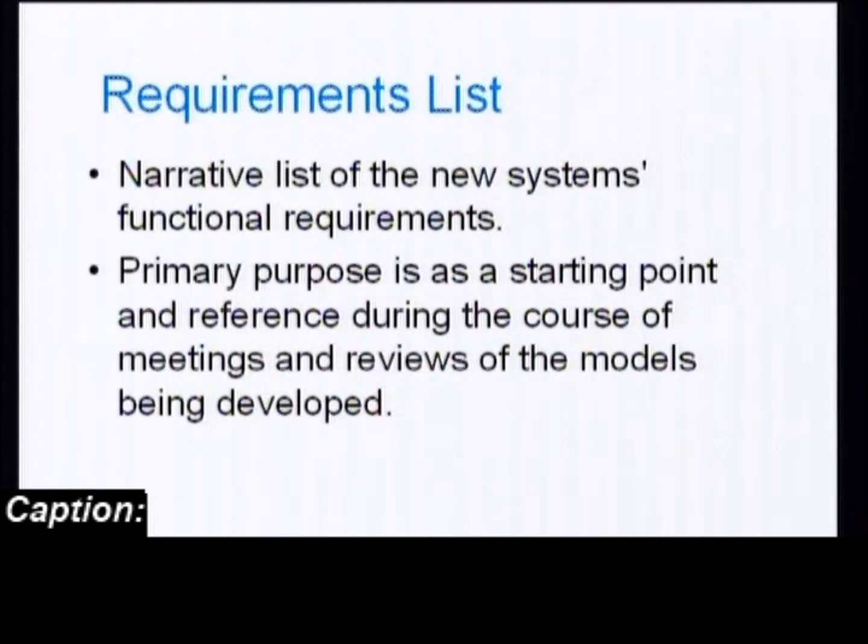The last thing I want to talk about before we move beyond the environmental model isn't strictly speaking a part of the requirements model at all, but rather a bit of a throwback to requirements definition without structured methods, but substantially repurposed. And that is that the requirements list is used as a narrative list of the new system's functional requirements. Primarily, its purpose is as a starting point and reference during the course of meetings and reviews of the models being developed.